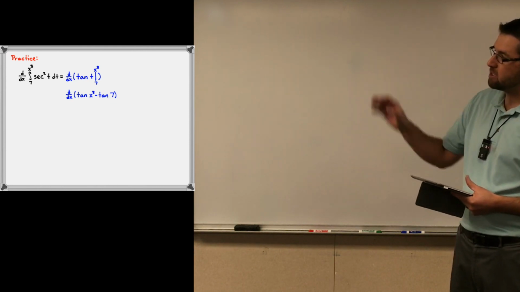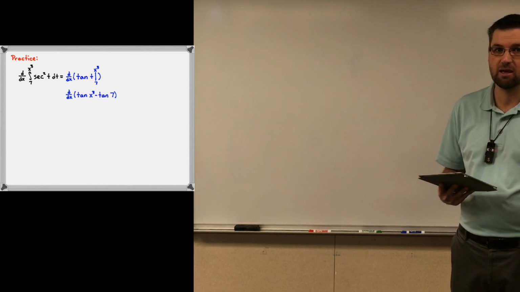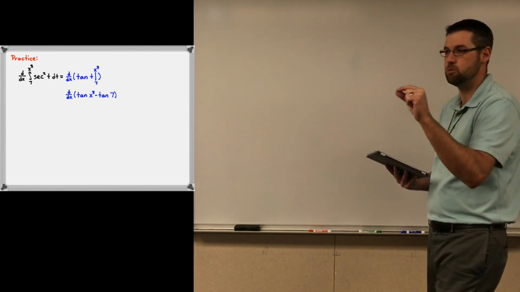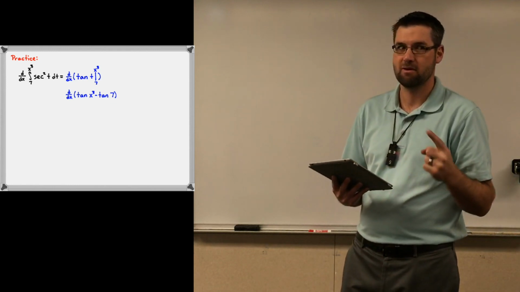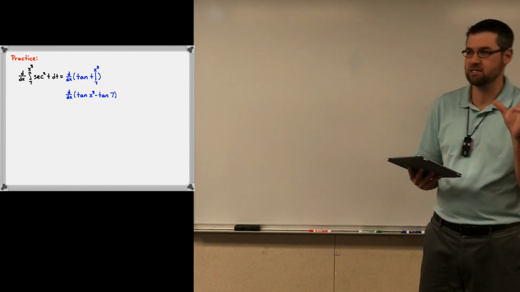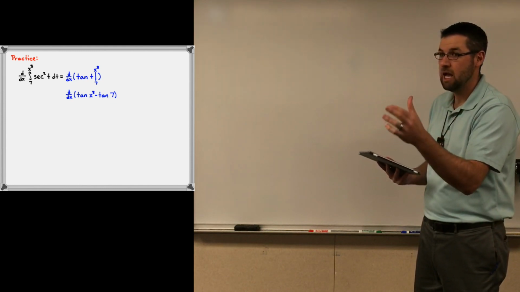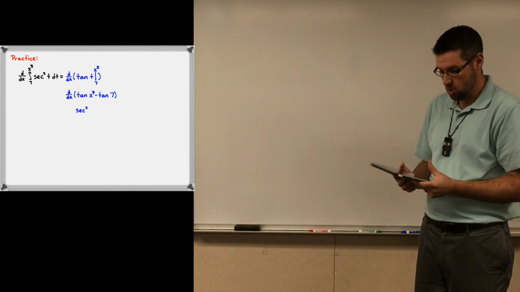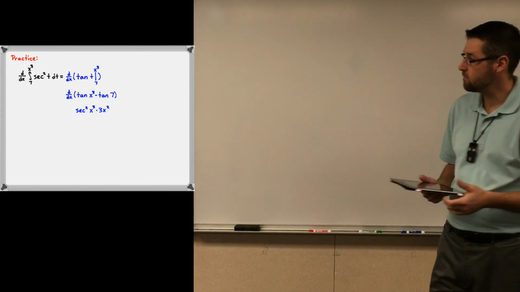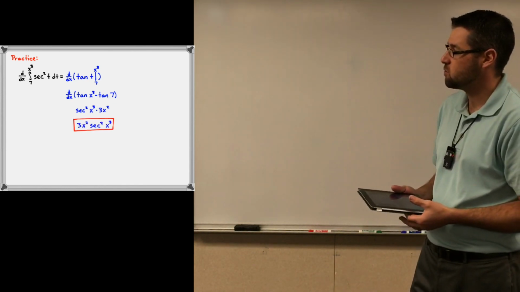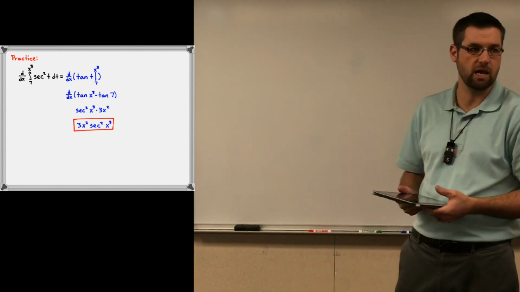Okay? Now when I go to take this derivative, here's the key. What is the derivative of tangent of x cubed? It's secant squared of x cubed times 3x squared. What's the derivative of tangent of 7? 0. So we could say our final answer is 3x squared times secant squared x cubed. Any connections yet?